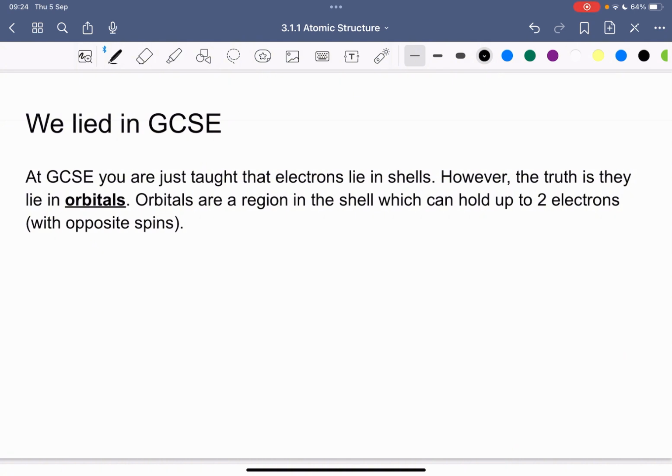At GCSE you're taught that electrons only lie in shells, but the truth is that they lie in something called orbitals. Orbitals are a region in the shell which can hold up to 2 electrons with opposite spin.